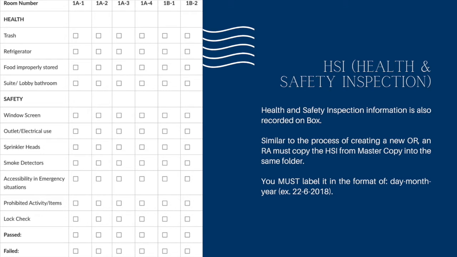Health and safety inspection information is also recorded on Box. Similar to the process of creating a new OR, an RA must copy the HSI from the master copy into the same folder. You must label it in the format of day, month, year.